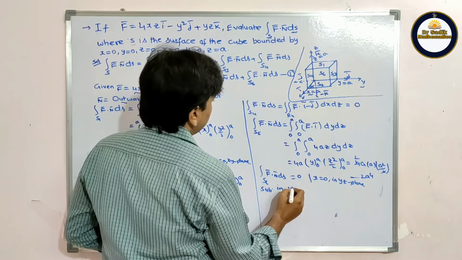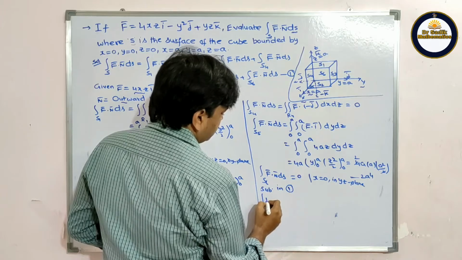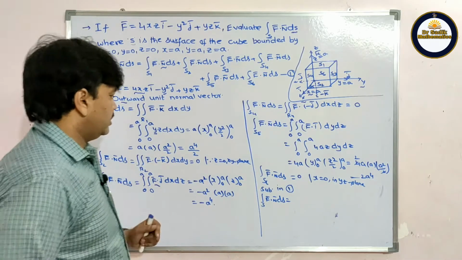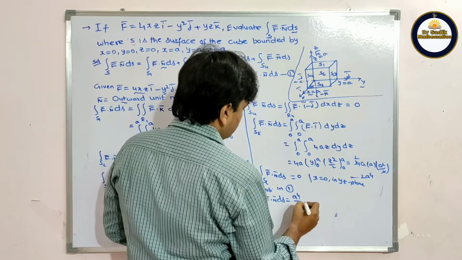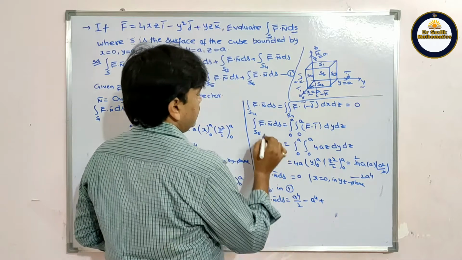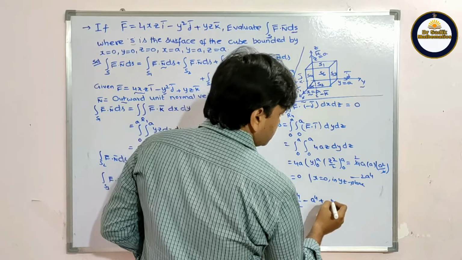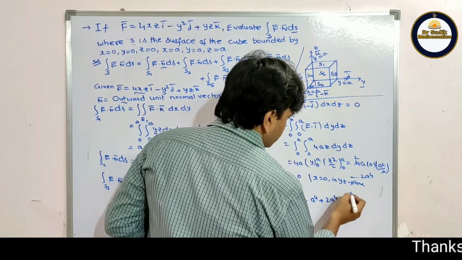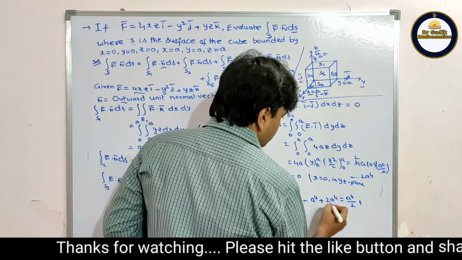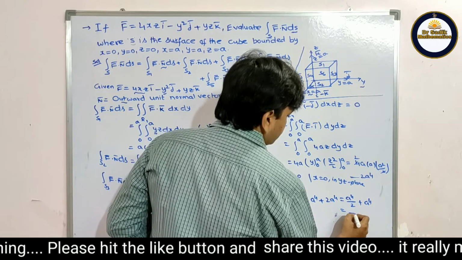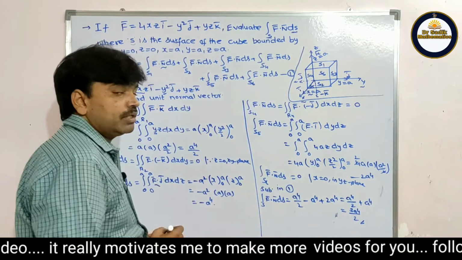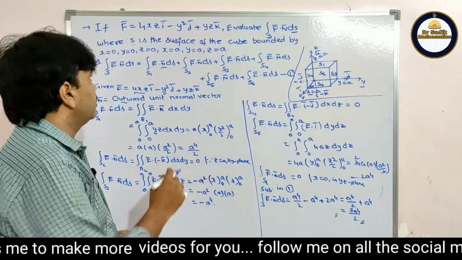Substituting in the first equation, the integral of F bar dot n bar dS equals S1, a power 4 by 2, S2 value 0, S3 value minus a power 4, plus S4 value 0, S5 is 2a power 4, S6 value 0. So that is a power 4 by 2 plus 2a power 4 minus a power 4. Taking the LCM as 2, we get 2a power 4 plus a power 4, which is 3a power 4, the required solution of the given problem.